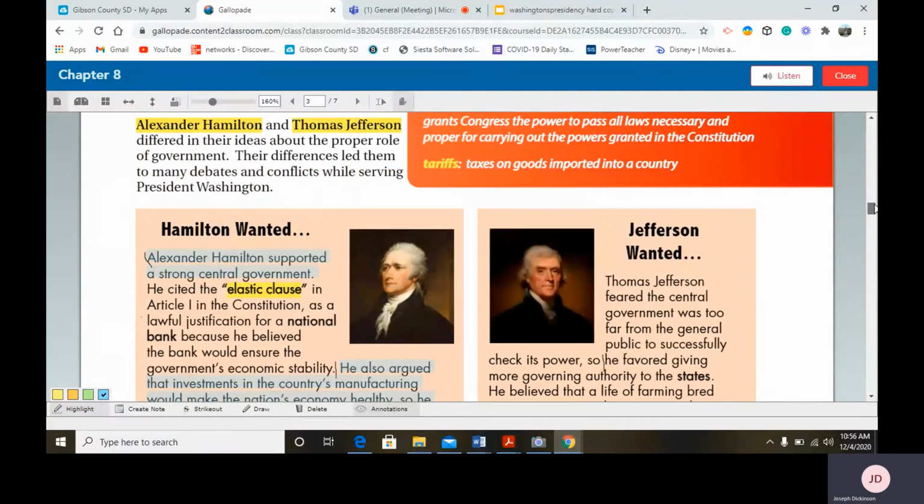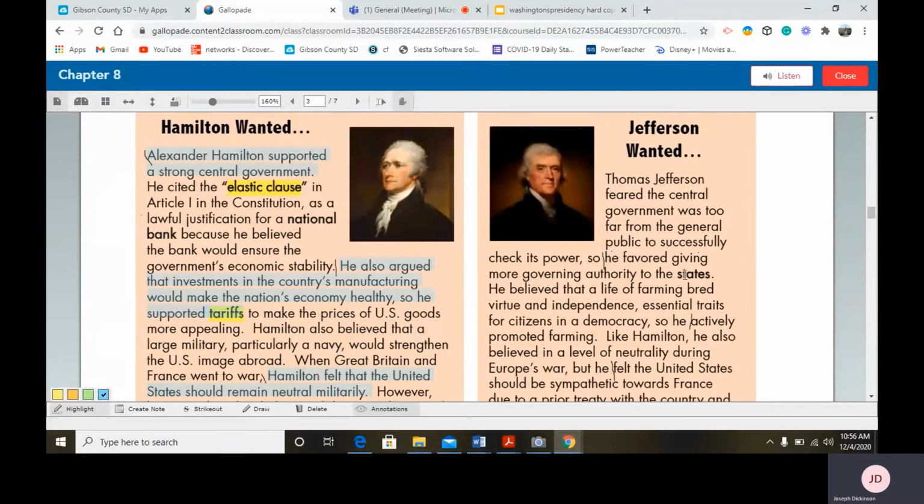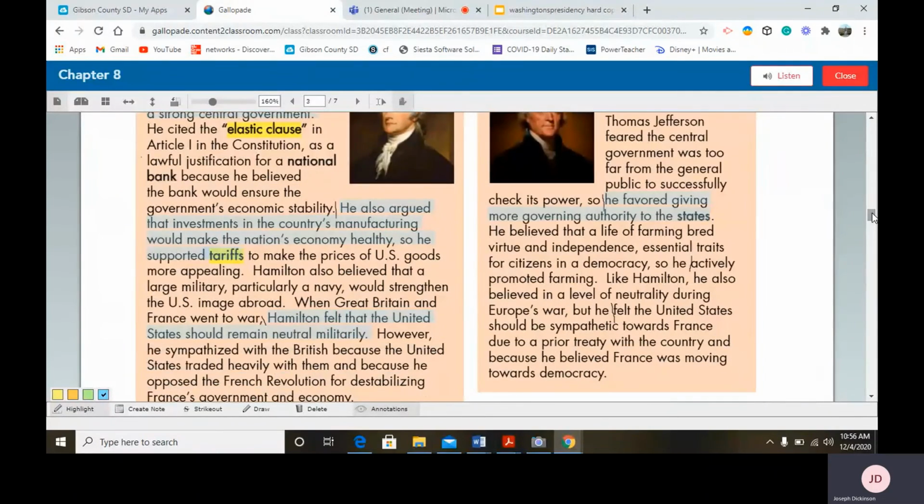All right, now the Jefferson thing, what you need to know about that. Jefferson favored giving authority to the states, meaning that he wants more power to the states because he knows that's how he's going to make his money. He believed that a life of farming bred virtue and independence, essential traits for citizens in a democracy. And he felt the United States should be sympathetic towards France, due to a prior treaty with the country, and because he believed France was moving towards democracy. So he believes we should be helping France because they helped us and they're moving towards democracy instead of a monarchy. So let me highlight that. That'll help you guys out a lot.